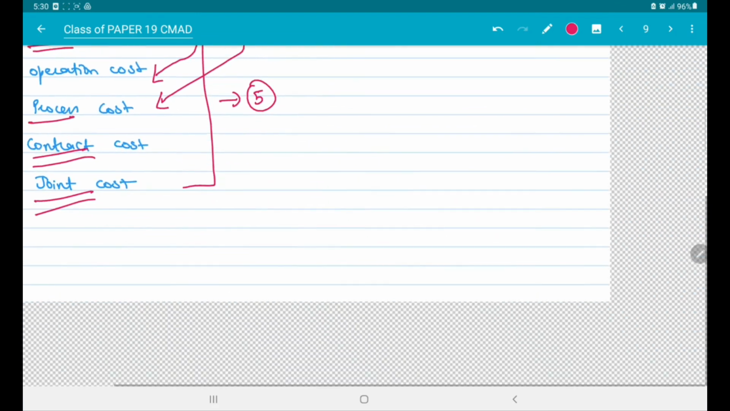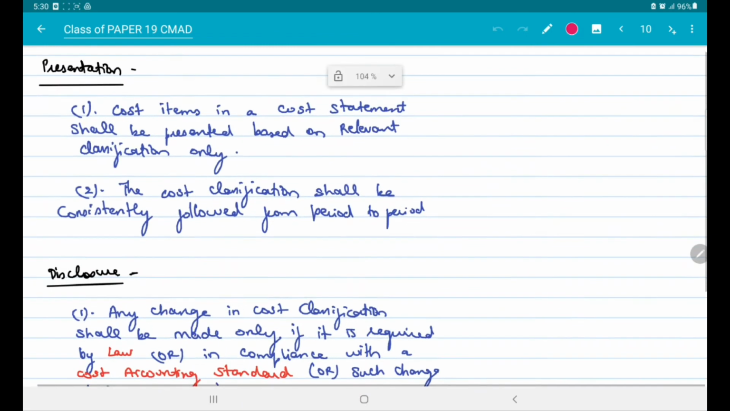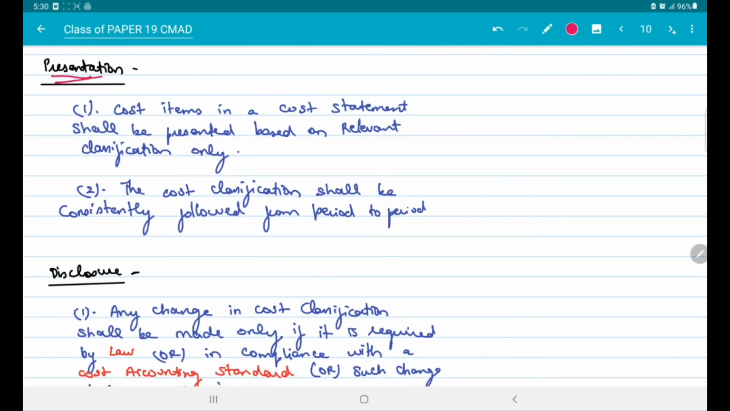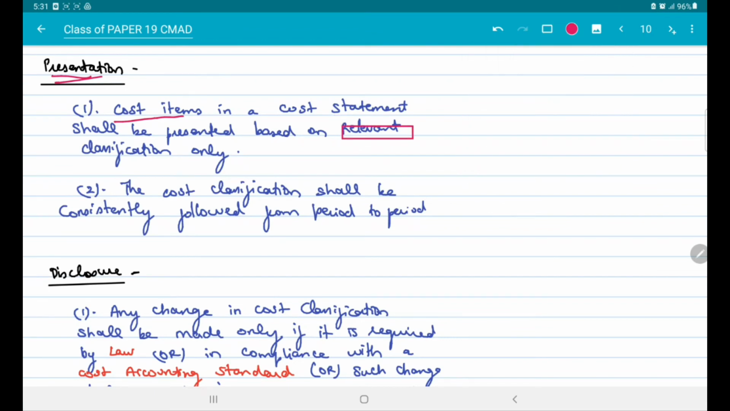Okay, then presentation. So there are some ground rules to present when it comes in cost statement. So how you will present cost items, you should know. First point says cost items in a cost statement shall be presented based on relevant classification only. Based on relevant classification only.